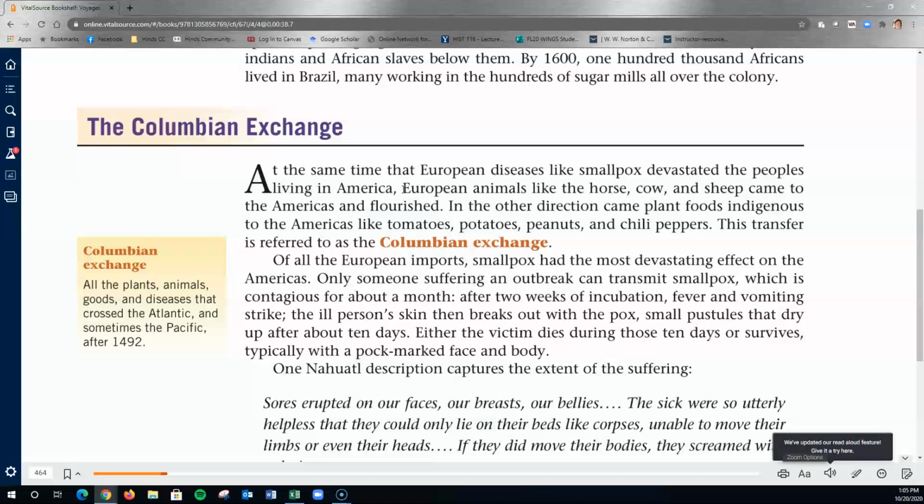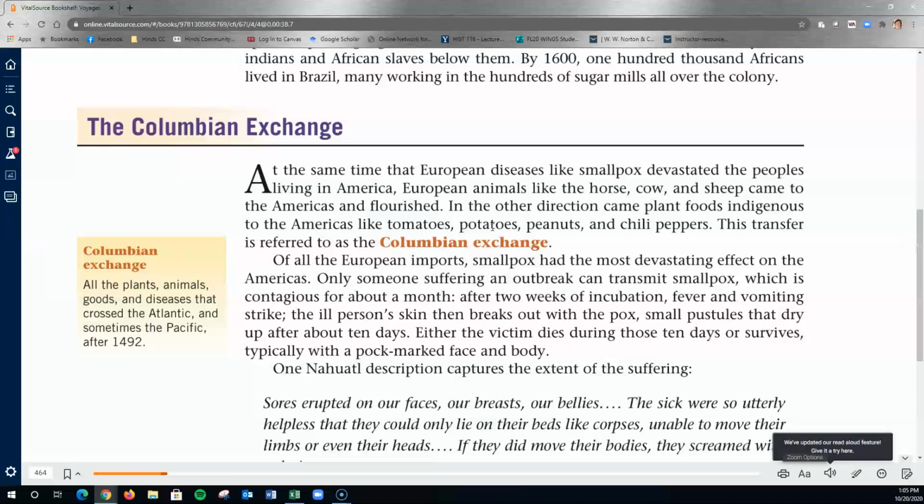Europeans will bring over animals and foods that did not exist in the New World. The horse, the cow, the sheep will come to the Americas, flourish here, but are introduced species. Okay, tomatoes, potatoes, peanuts, peppers will all make the journey from here, where they were native in North and South America, back to Europe. And of course, potatoes become a major staple crop in parts of Europe.